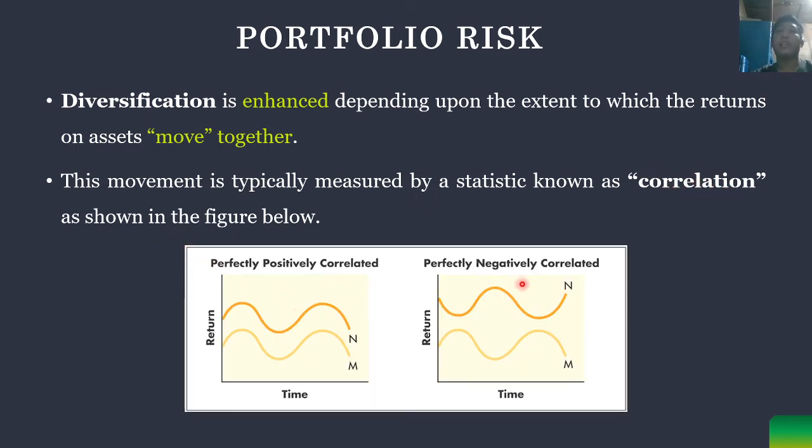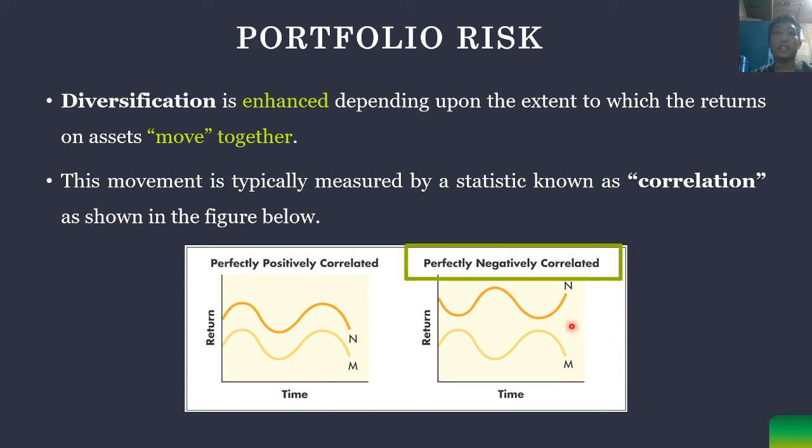Okay, so meron tayong dalawang types. So we have perfectly positively correlated. So dito, the returns on both assets are moving in the same direction. Ayan, no? Same direction. Perfectly positively correlated. And we also have perfectly negatively correlated, wherein the returns on the assets move in the opposite direction. Okay, so ayan, no? Opposite direction.